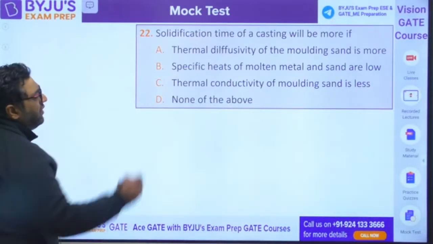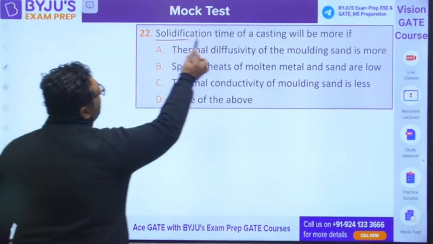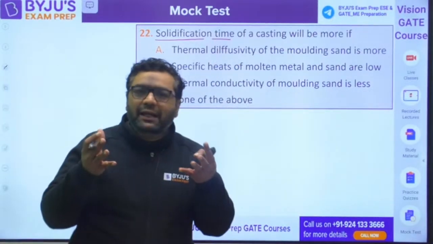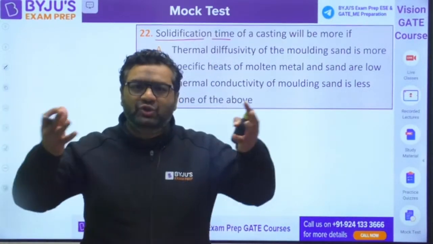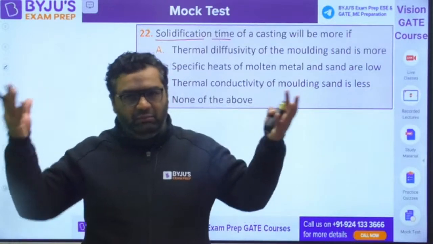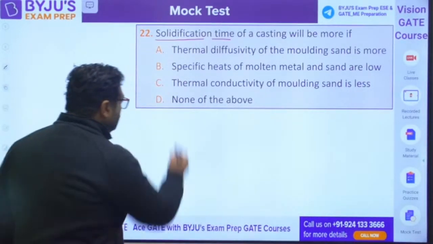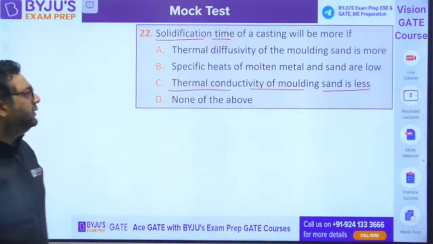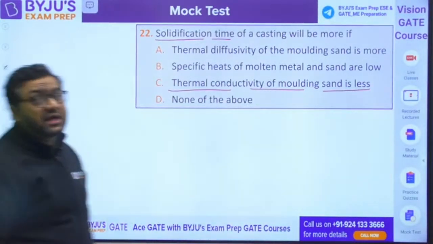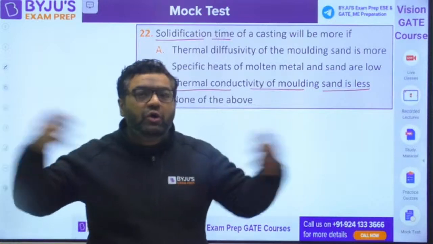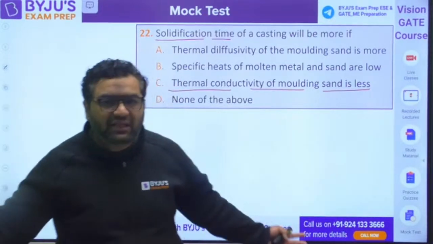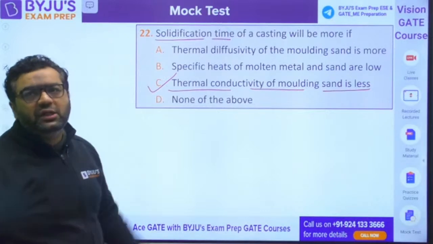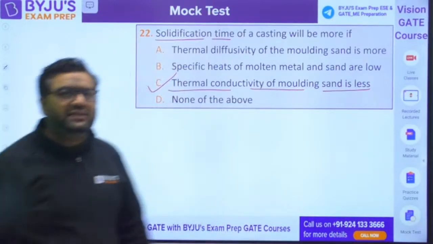So guys, when we are talking about solidification time of the casting will be more, you know that from the casting, heat is going to whom? Heat is going to sand and then to the atmosphere. So if thermal conductivity of molding sand is less, then my dear, solidification time of a casting will be more, because it will not be able to lose the heat fast. So that is why the answer for this is going to be C. It is a very good question, it can directly come in ISRO, you will see that.